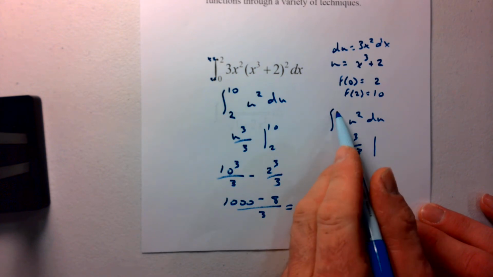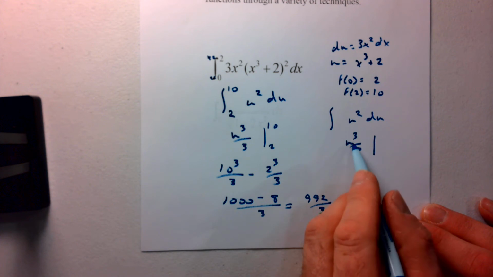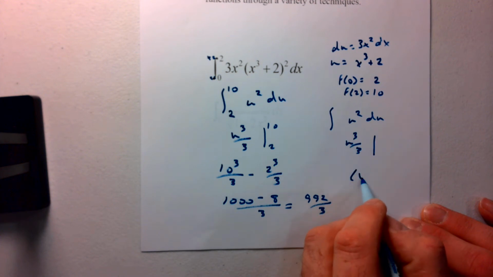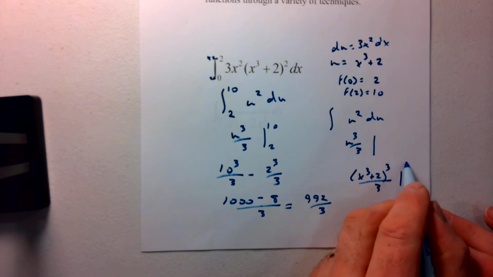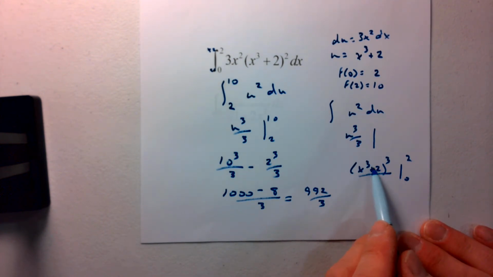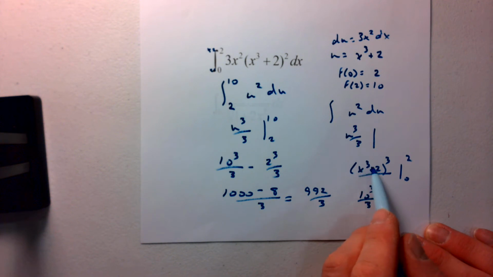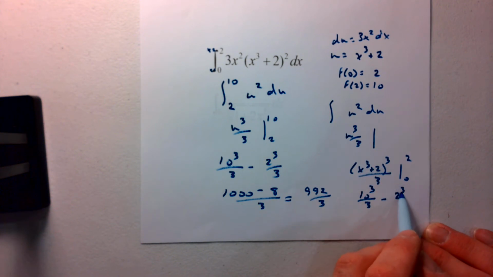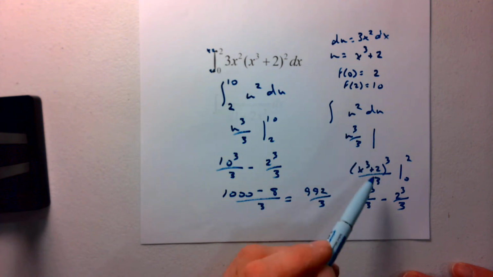But these aren't u values, are they? So if I were to plug in those values, I'd have to replace these u's with x to the third plus 2, to the third over 3, from 0 to 2. Now if I plug in my 2 to the third, we get 8 plus 2 is 10. So I get 10 to the third over 3, minus plugging in my 0, 0 plus 2 is 2, so I get 2 to the third over 3. So notice it can be done this way.